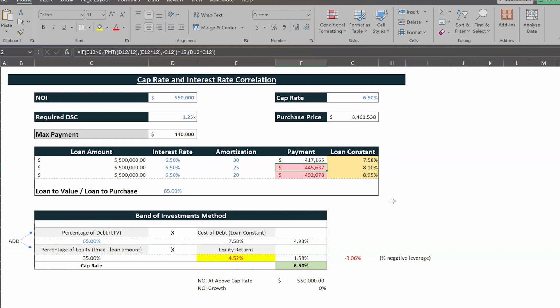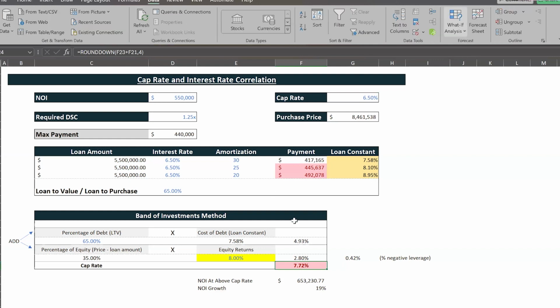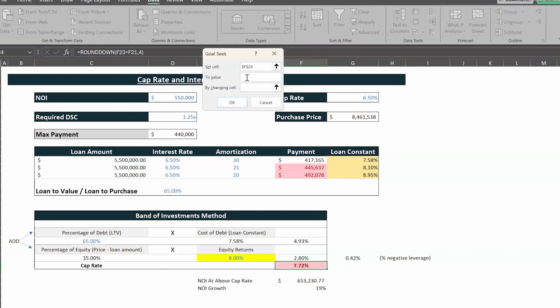In this scenario, let's just say I've got equity returns of 8%. Well, my band of investment method, backing into what my cap rate is, shows a cap rate that's above the 6.5 I was going to pay. So I really need to come back here and solve for what if I were to pay this 6.5. I'm going to do a quick goal seek in this formula. The information that I have, remember, is my loan constant, which is given to me by calculating my max payment, and then the anticipated cap rate I'm going to pay.